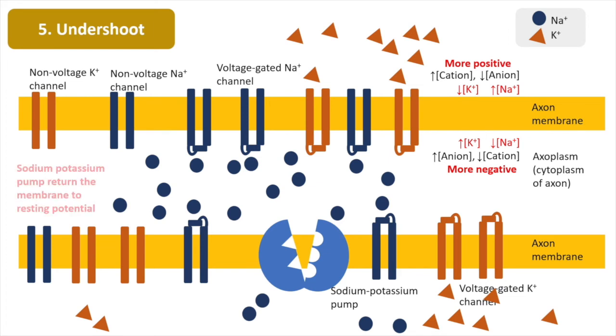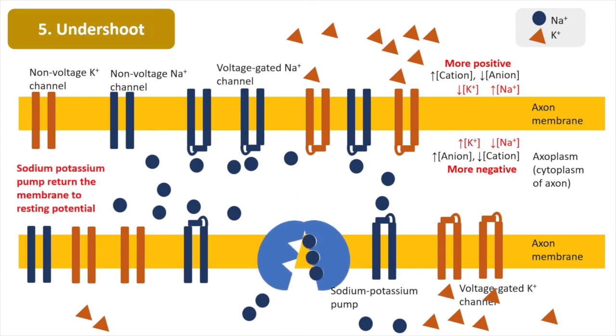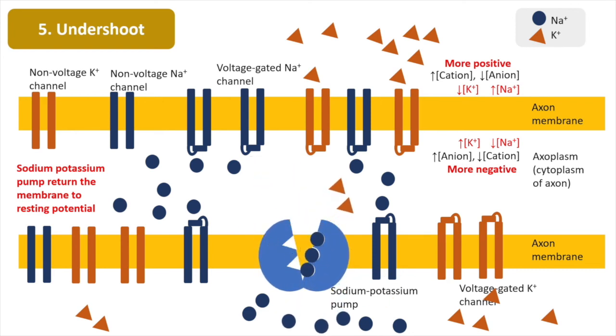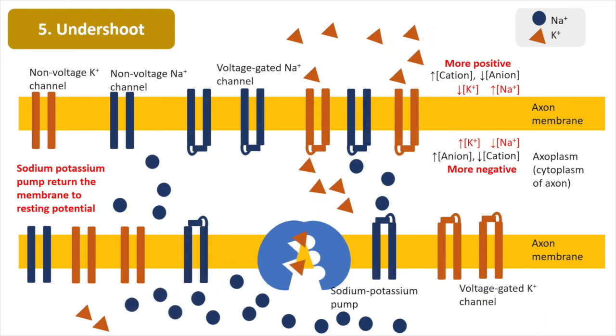When all voltage-gated potassium ion channels close, the sodium-potassium pump will return the inner membrane to resting potential by pumping out 3 sodium ions and pumping in 2 potassium ions. The axon membrane is in resting potential again.